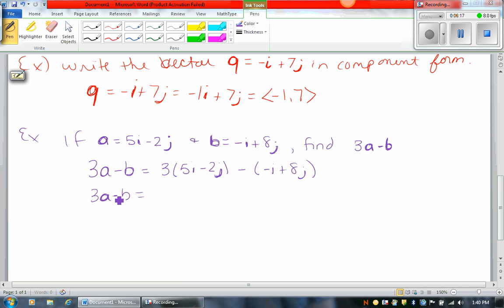So we're going to keep going. And again, these should be bolded, right? So what we have here is 15i minus 6j plus i, we're distributing through that negative 1, minus 8j. We're going to go ahead and combine like terms. 16i minus, I'm sorry, I don't know why I thought this was, it should be a 6. My apologies. Negative 6 minus 8 is negative 14j. So there it is, broken up into your vertical and horizontal components.